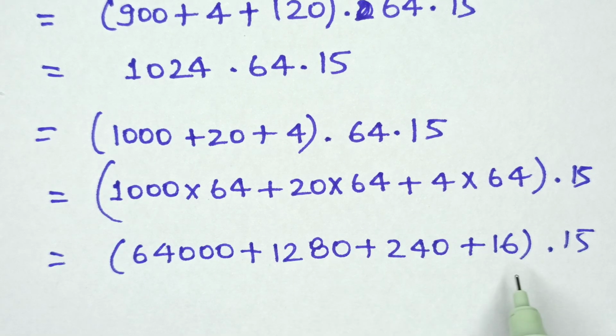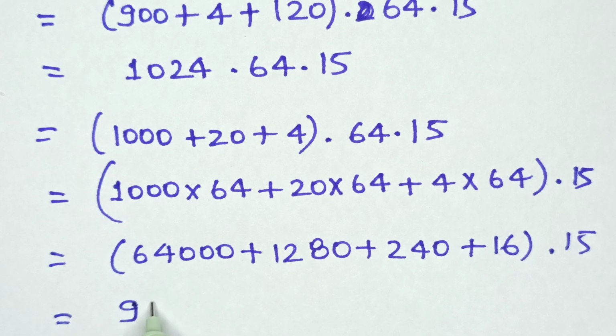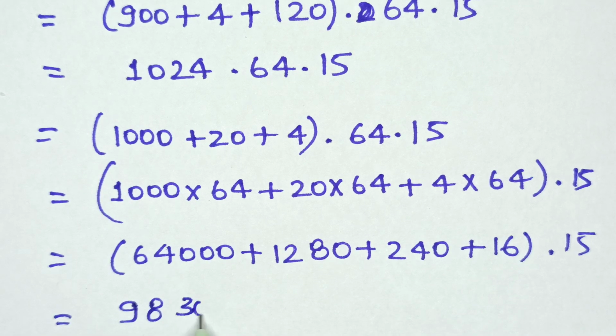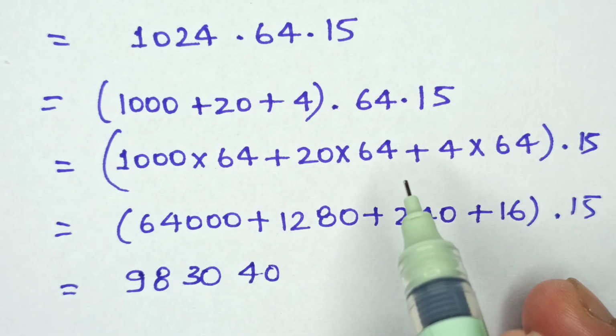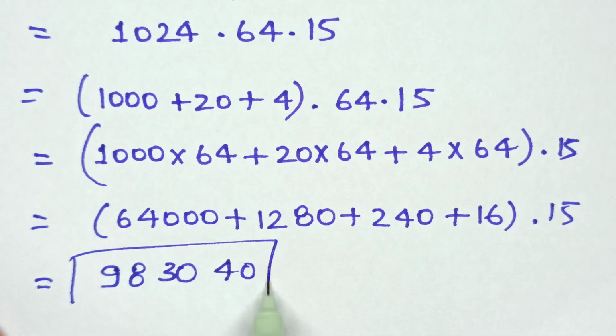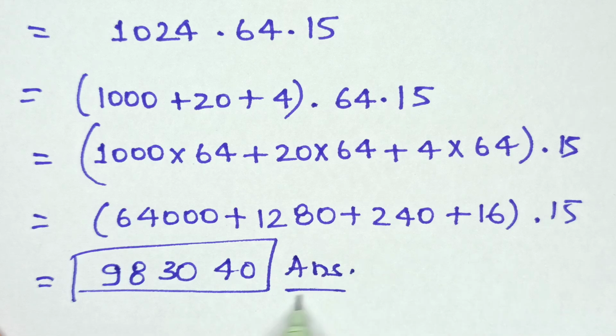And when you multiply all these numbers together, the final answer that you get is 983040. So this right here is the final answer, and I hope that this video was informative enough.